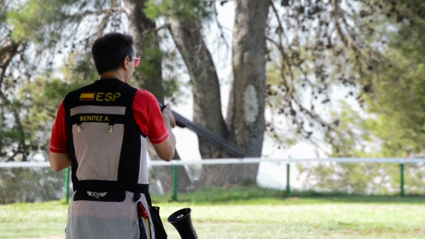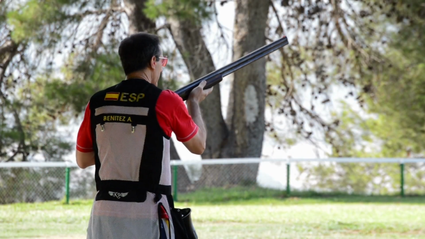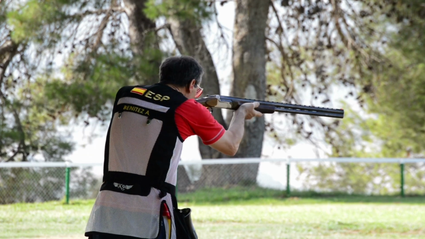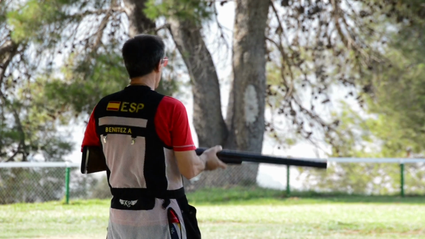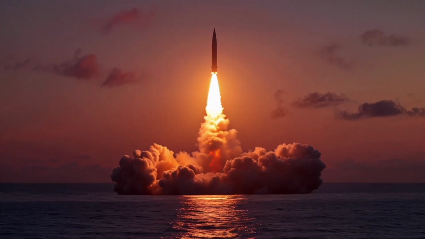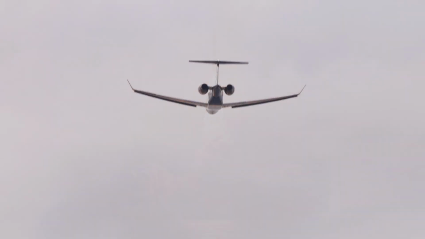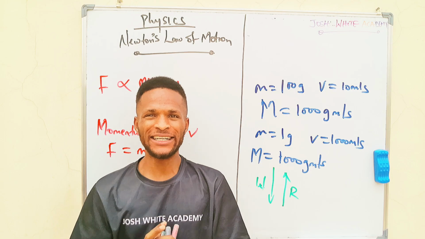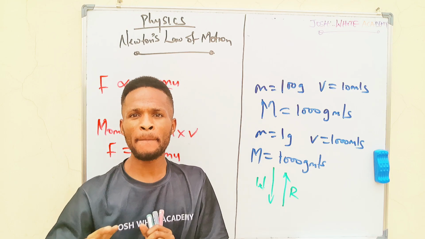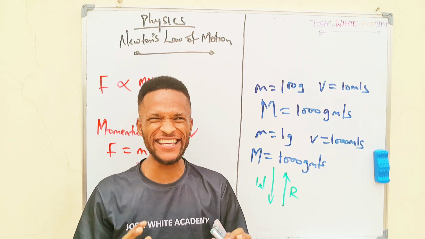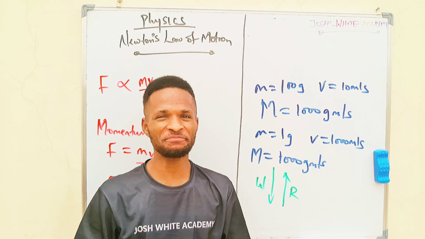Similar to the recoil of a gun. Someone who shoots a gun, the backward pull on the gun, which is the recoil force, is equal but in opposite direction to the propelled bullet. Similar to a rocket, similar to a jet. So, for every action, there is equal magnitude of reaction but opposite in direction.